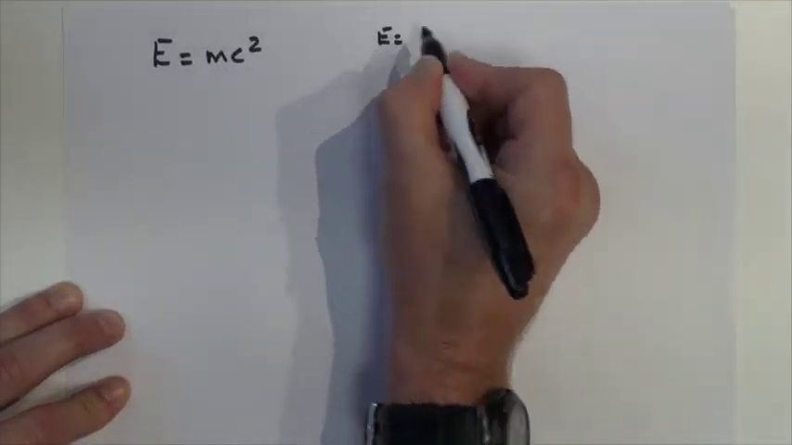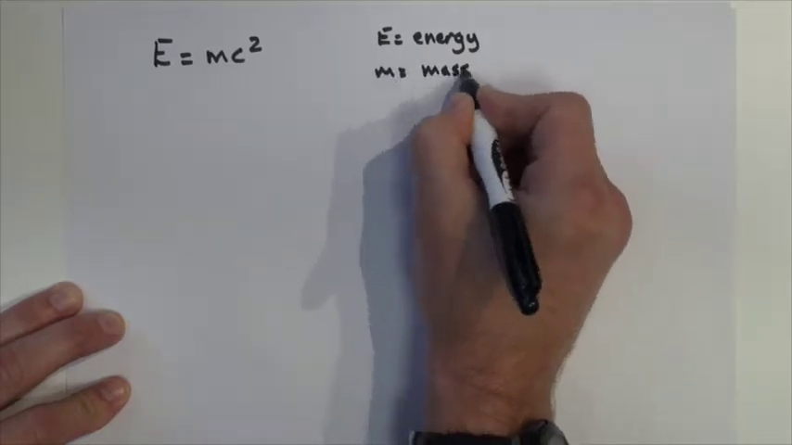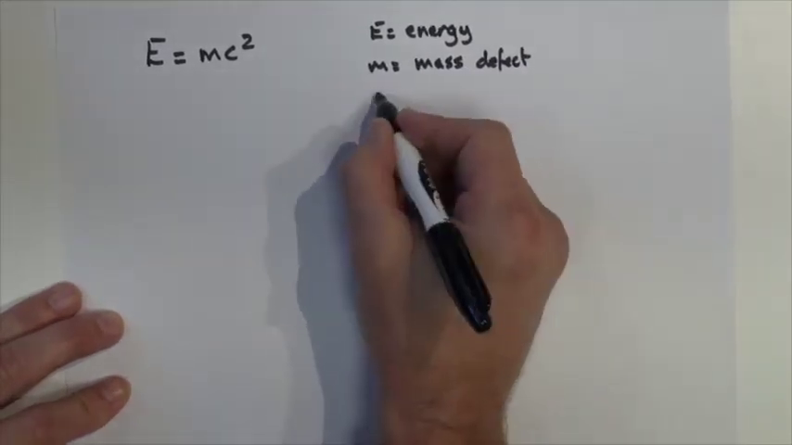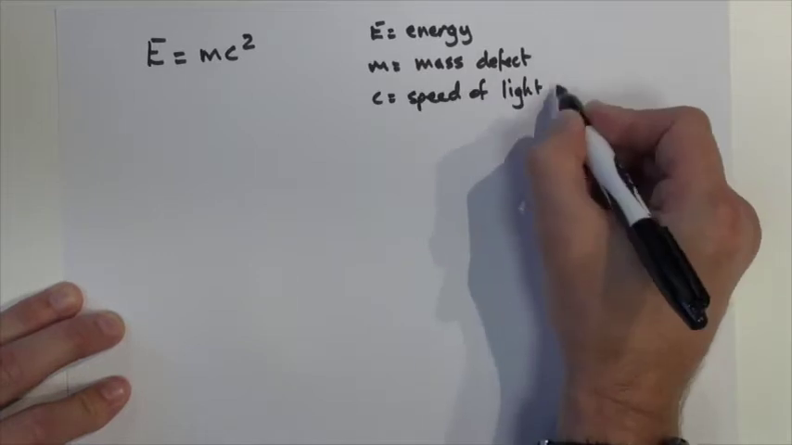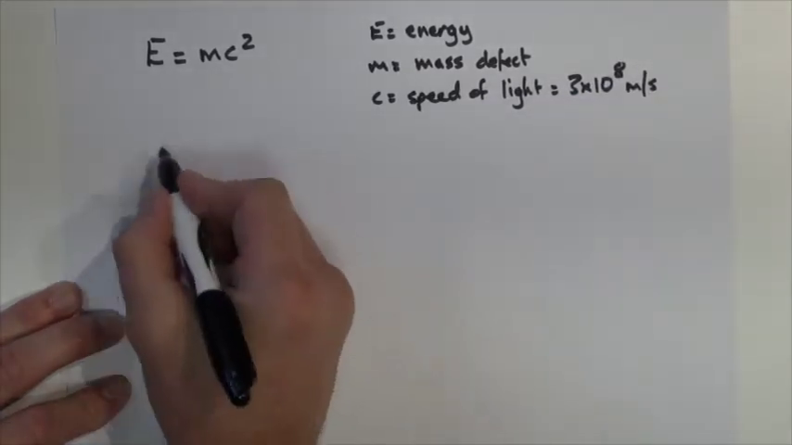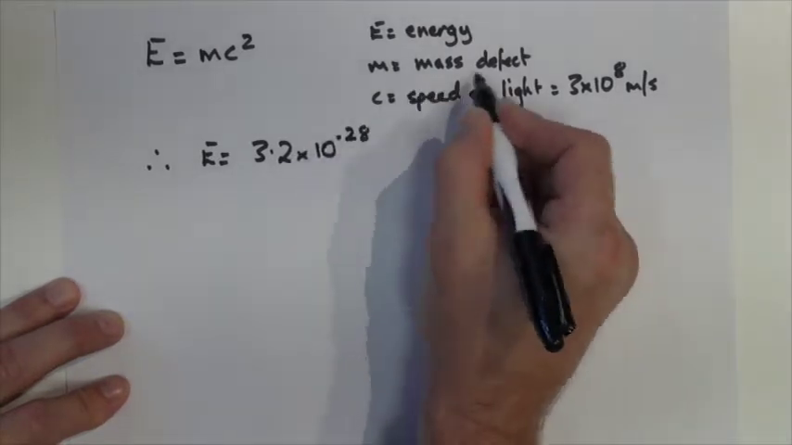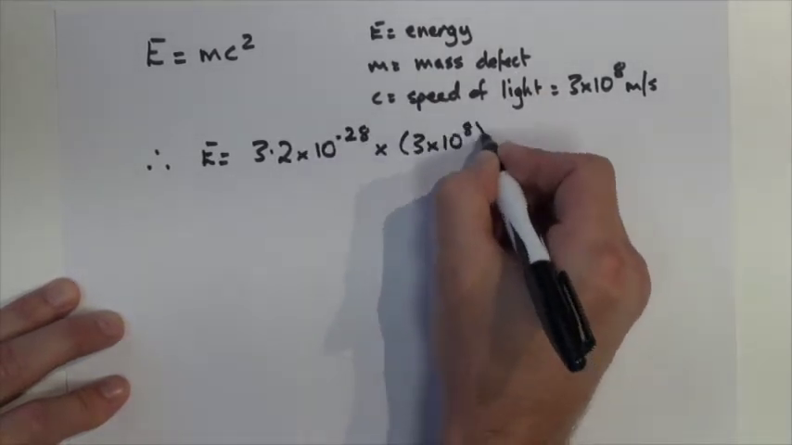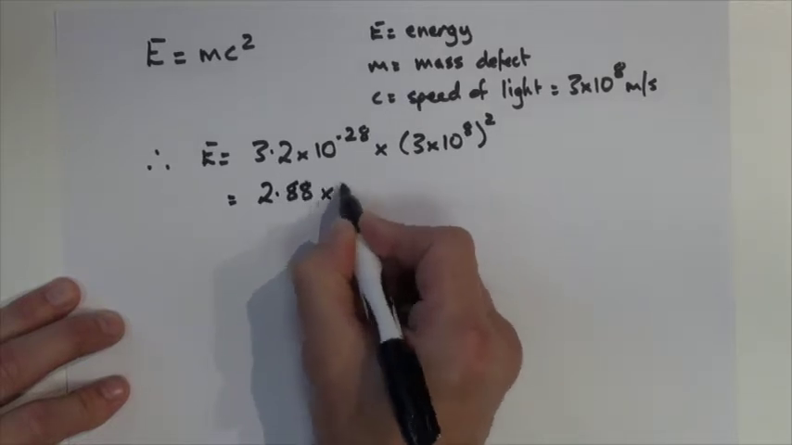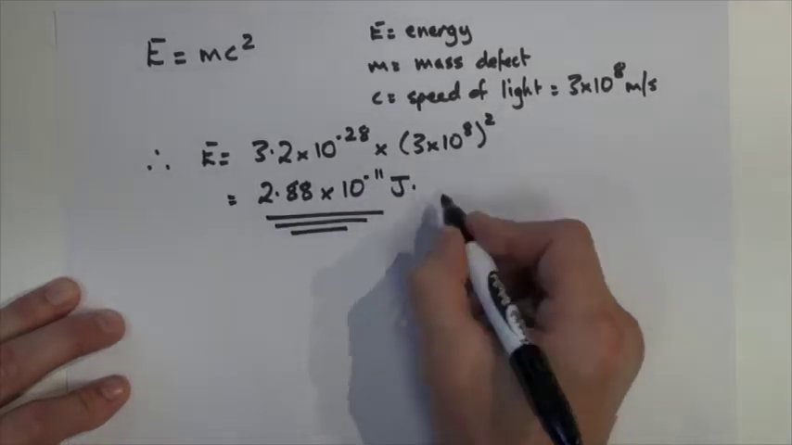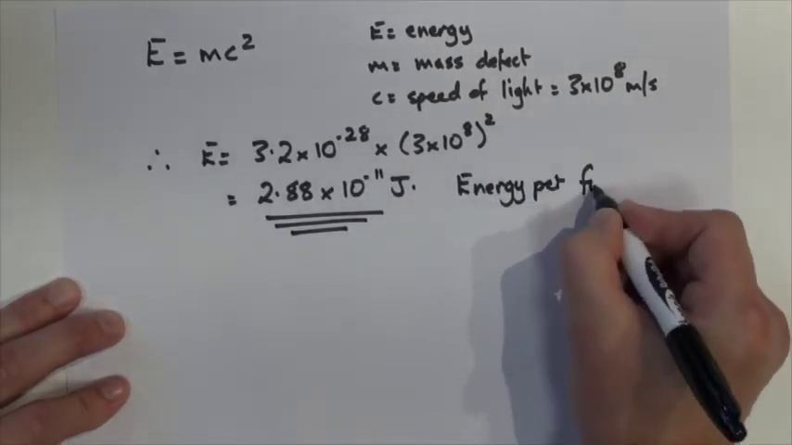Now I can use that in E equals mc squared, where E equals the energy, m is the mass defect, and c is the speed of light, which is 3 times 10 to the 8 meters per second. So I substitute in my mass defect from earlier, 3.2 times 10 to the negative 28, and then multiply it by 3 times 10 to the 8 squared. That gives me a total of 2.88 times 10 to the negative 11 joules. That's the energy per fission.